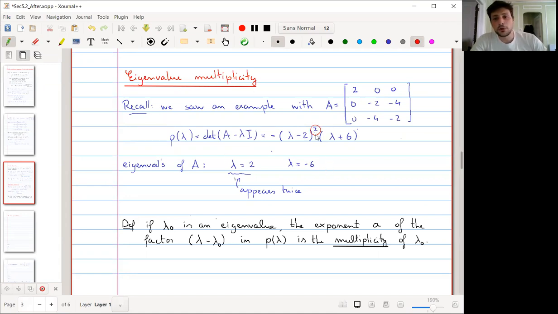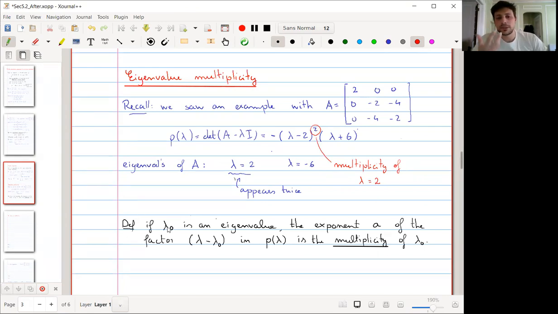In fact, that exponent is called the multiplicity of the corresponding eigenvalue. So that's the multiplicity of the eigenvalue lambda equals 2. And in fact, here's the definition.